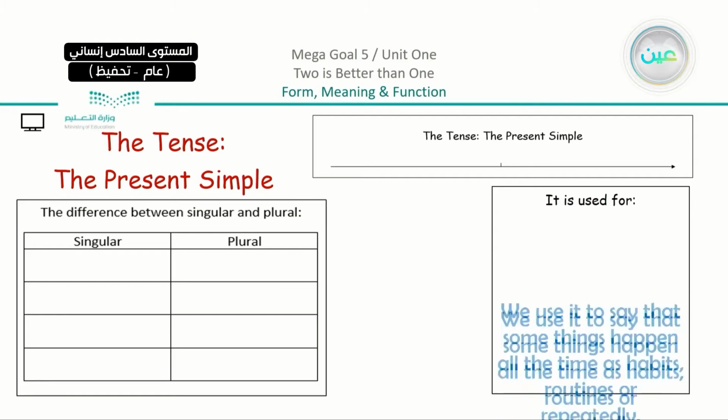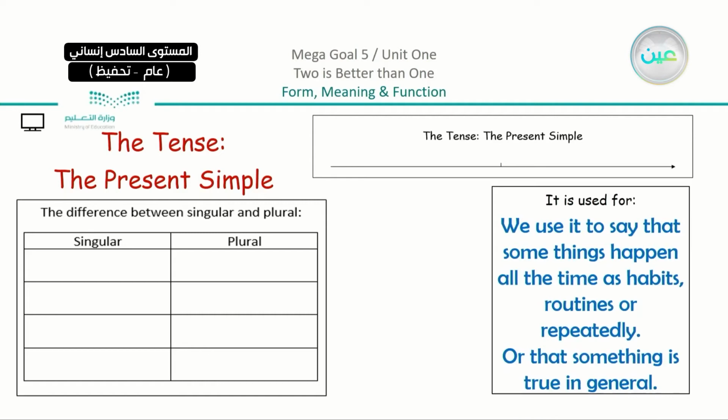Now we have the present simple, which is used to say that something happens all the time, or some things happen all the time as habits, routines, or repeatedly, so they are not related to a specific time. Or we can say that we have something that is true in general, facts. And here we can say that we have something that happens all the time in the past, in the present, and also in the future. Now this is the meaning part.